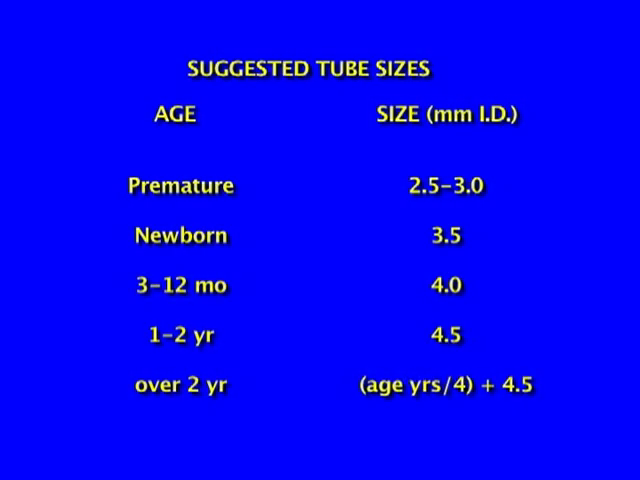Premature infants take a size between 2.5 and 3 millimeters internal diameter, or ID. Neonates usually take a 3 to 3.5. Infants from 3 to 13 months usually take a 4, and those between 1 and 2 years need a 4.5. Over the age of 2 years, a convenient formula, the age in years divided by 4 plus 4.5, is fairly accurate in predicting the correct tube size. For example, a 6-year-old would take a size 6. The correct size tube is often the same diameter as the child's little finger.